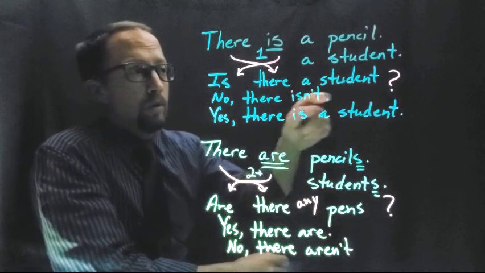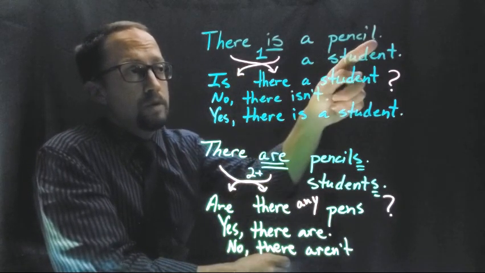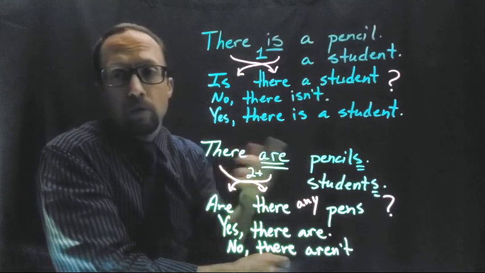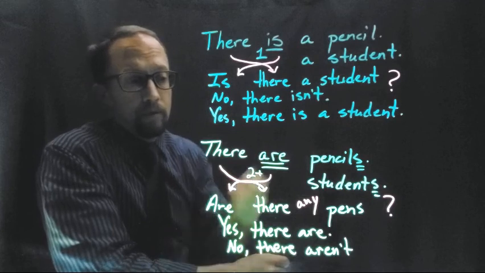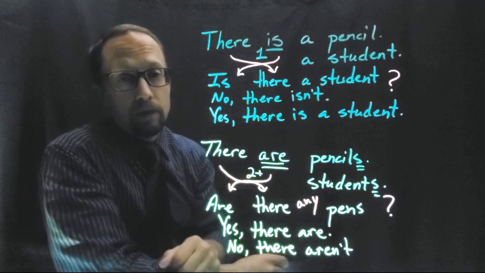So remember, with questions, you change the order. With statements, you say there is or there are. Remember, are is two or more. Is for one thing.